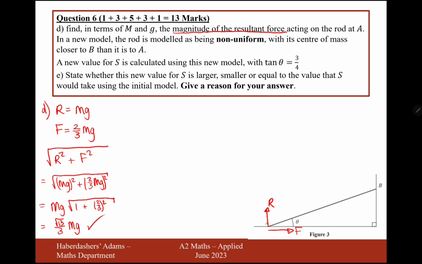A new value for S is calculated using the model with tan theta equals 3 over 4. In the new model, the rod is modelled as being non-uniform, where its centre of mass is closer to B. Okay, so it's closer to B, it's more like up here. State whether the new value of S is smaller, larger, or equal to the value of S we would take from the initial model. Okay, that's a good question here.